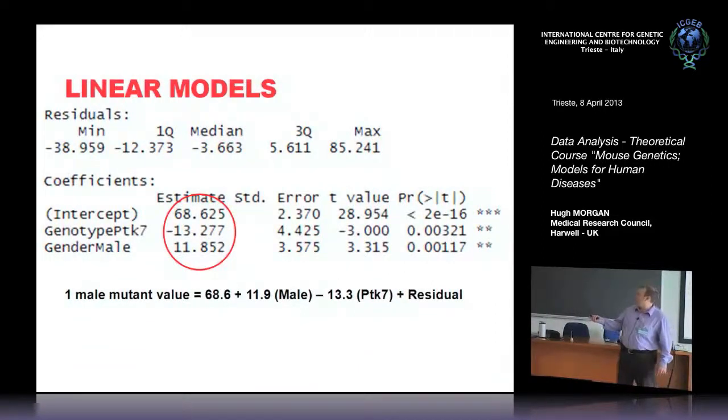So these are the coefficients and the estimates of the coefficients. What these numbers mean, let's say it's saying for any one male mutant value, for all values, you're going to start with 68.6. Then, if it's males, you're going to add 11.9, just for being males, because they tend to, that's about how much bigger the males are. And then, if it's a mutant, I'm going to add 13.3, which is this. Then plus the residual. That's this normal noise. This is the actual measured distribution of the residuals.